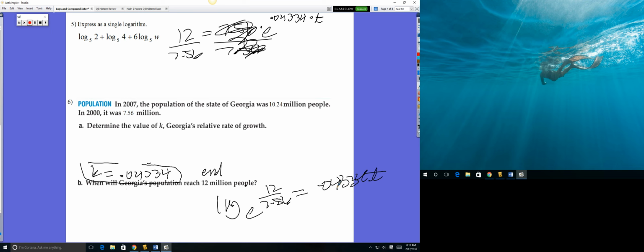Ditch this 0.04334. So that's times. So undo the times, divide by 0.04334 on both sides. And you should have time is going to be almost a little 10.5 years, 10.7 years later.